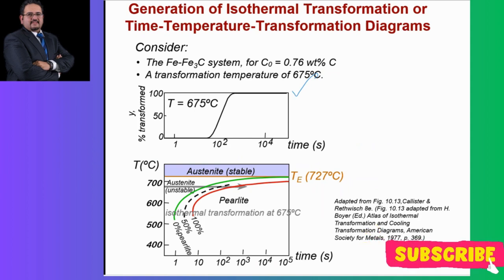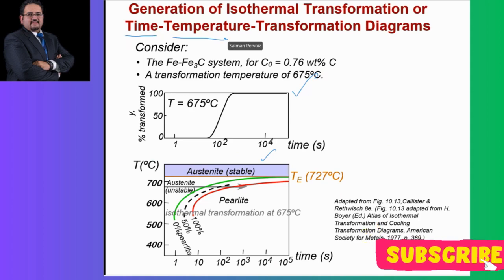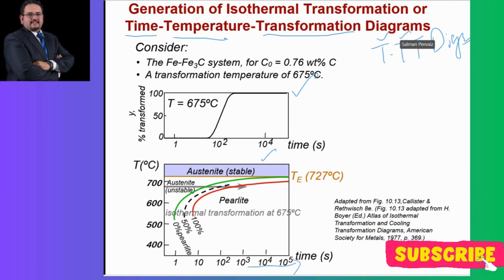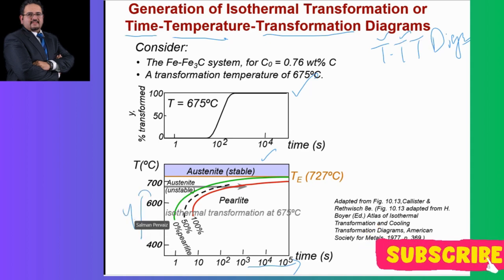So this diagram is called the time, temperature, transformation diagram. This is called the TTT diagram, right? One T is time: you have time on the x-axis. The second is temperature: you have temperature on the y-axis. And the third T is for transformation.